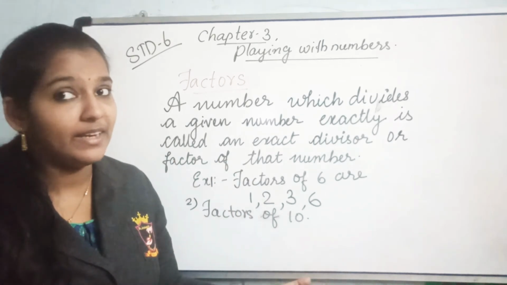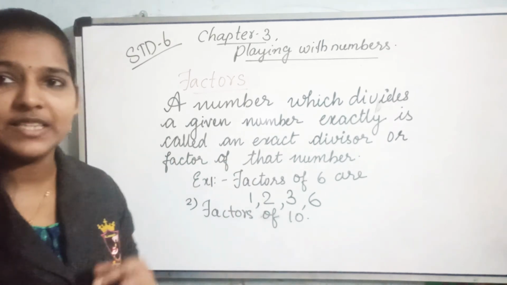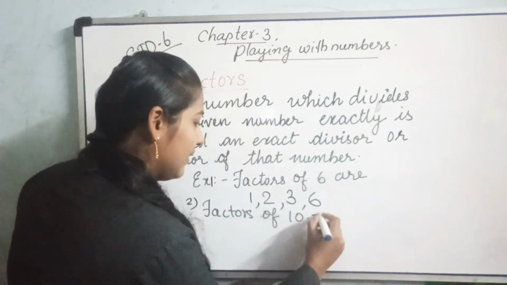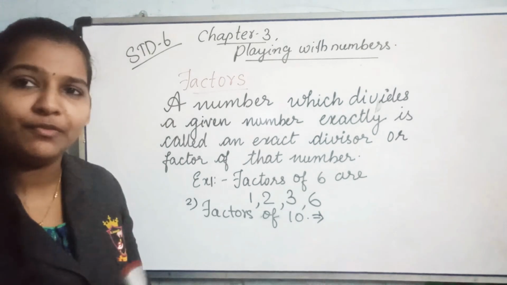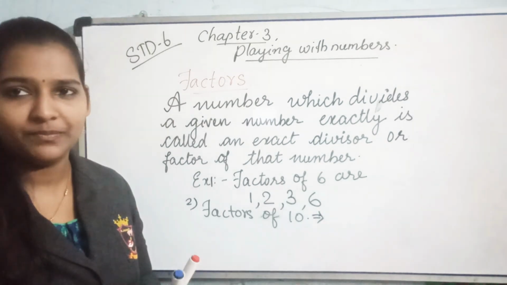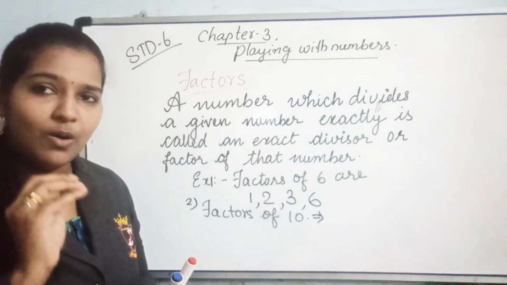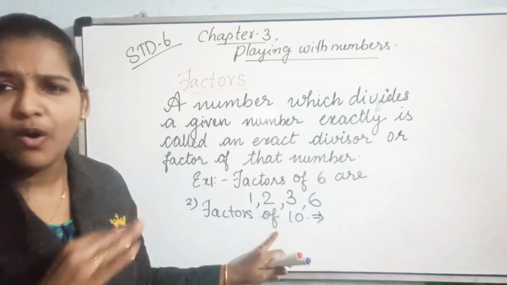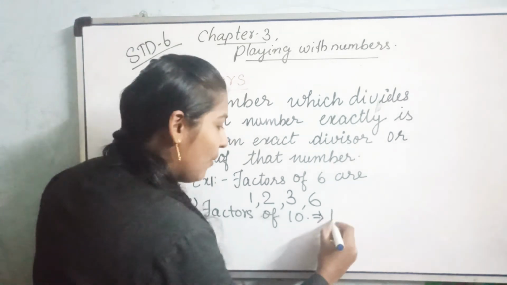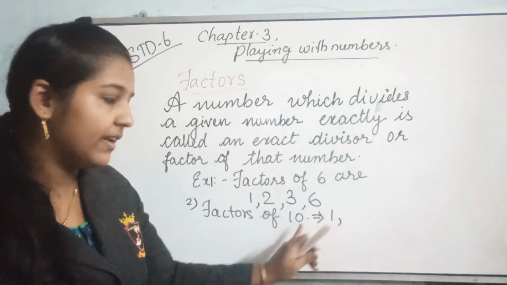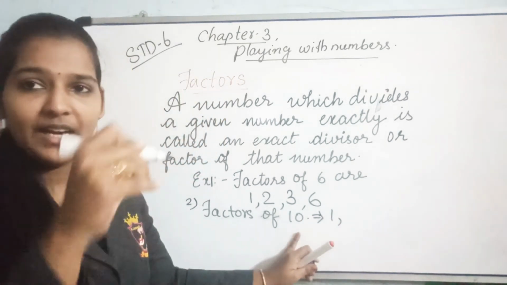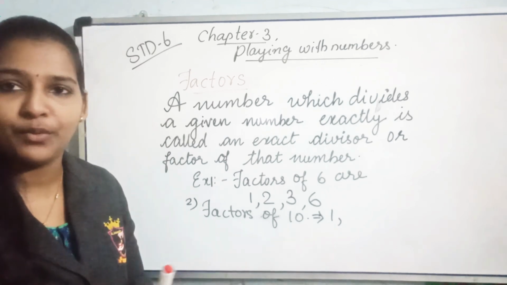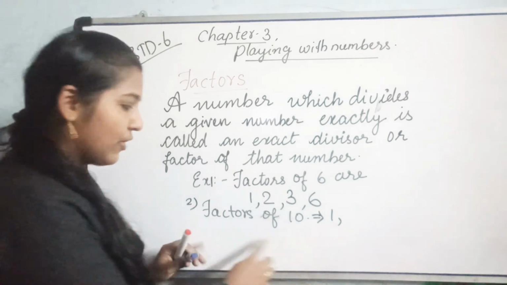Yes, in 1's table we will get 10, isn't it? So one factor. Always remember, 1 will be a factor of all the numbers. We will get all the numbers in 1's table, isn't it? So 1 is a factor of all the numbers. So you can write 1. That is 10 divided by 1 is 10 times, 10 times it is 10, and you will get the remainder 0, right? So 1 is a factor of all the numbers.